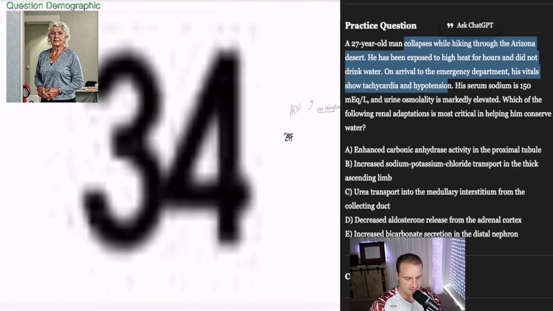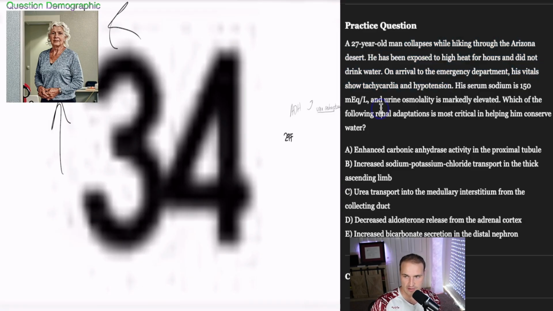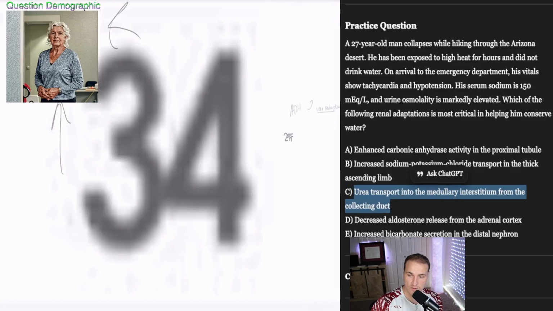Anyways, this could be any demographic. It could be an older woman, could be an older man, could be whatever. So I'm just putting that question demographic up there. But yeah, the serum sodium is 150. Dehydrated state is what we're talking about. And what's most critical in helping to conserve the water? It is the urea transport into the medullary interstitium from the collecting duct. So the answer is C.